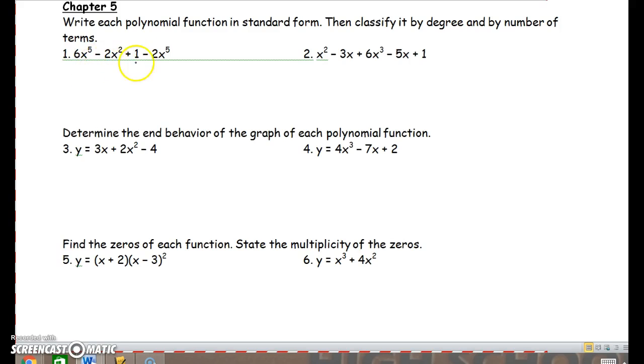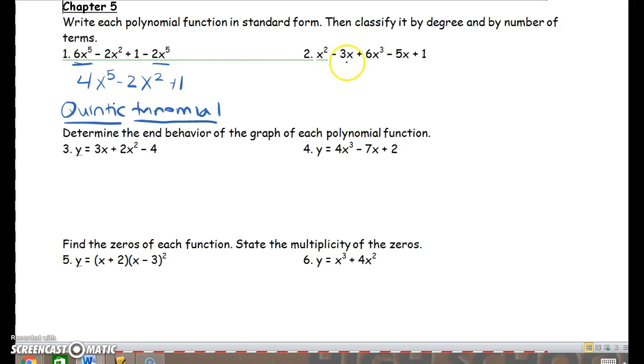For standard form, we're going to write this in decreasing order of their degree, or in other words, the exponent attached to each term. So these two are like terms, with the biggest exponent, so those will go first. So 6 minus 2x to the fifth is 4x to the fifth, minus 2x squared plus 1. So this would be a quintic trinomial. The first word we use is based off of the degree. The second word we use is based off of the number of terms.